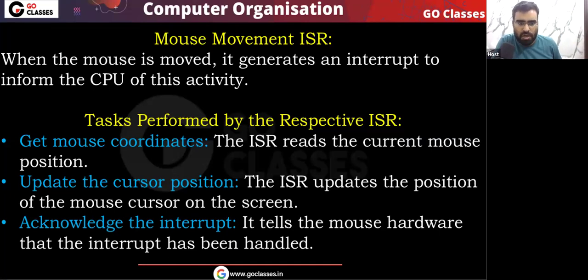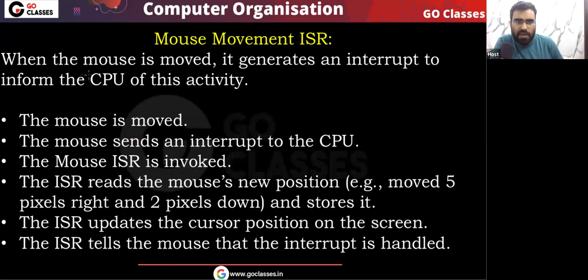So let's see. So remember, these are the steps you can see. Whenever you will move the mouse, then interrupt will go to the CPU. Now the CPU will service this interrupt. Yes or no? CPU will service this interrupt. So you can see mouse ISR. Inside this mouse ISR, what will happen? This is what will happen. Remember, first you are moving the mouse, then the interrupt will go to the CPU. Now what will happen? Now CPU will execute mouse ISR.